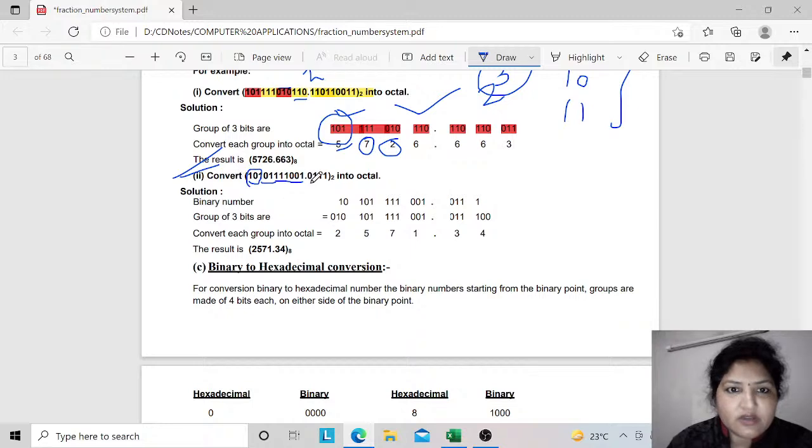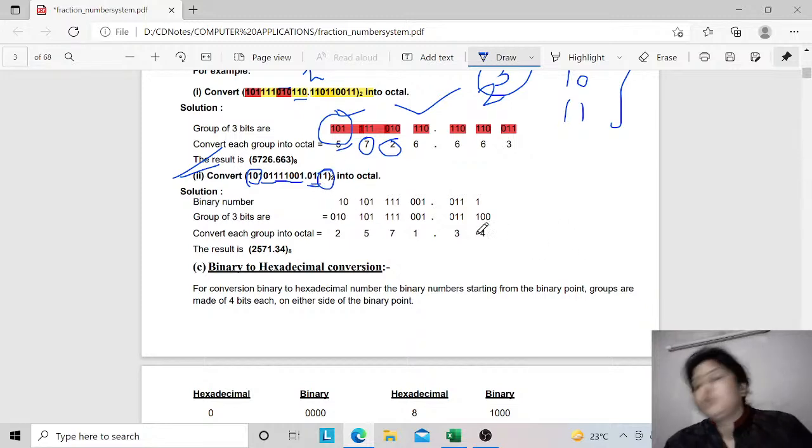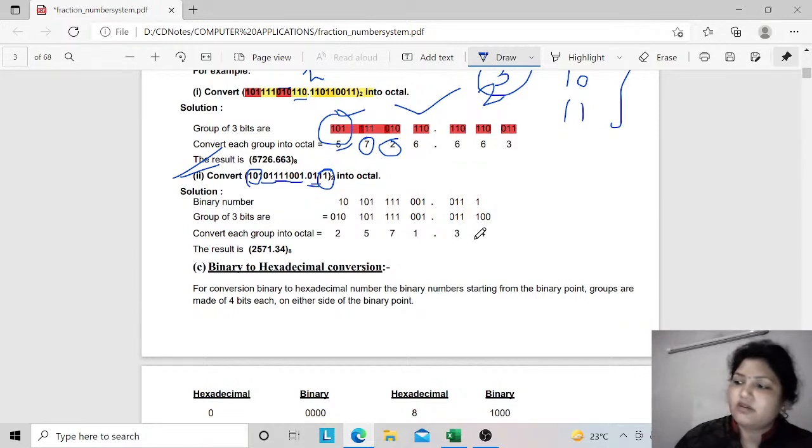Okay, let's see from here also. Over here again 1 digit is still left. So how to go about this? Here we have one thing. This is your first group, this is second group, third group, and this is your fourth group. So to complete it, you put 0 over here before that.